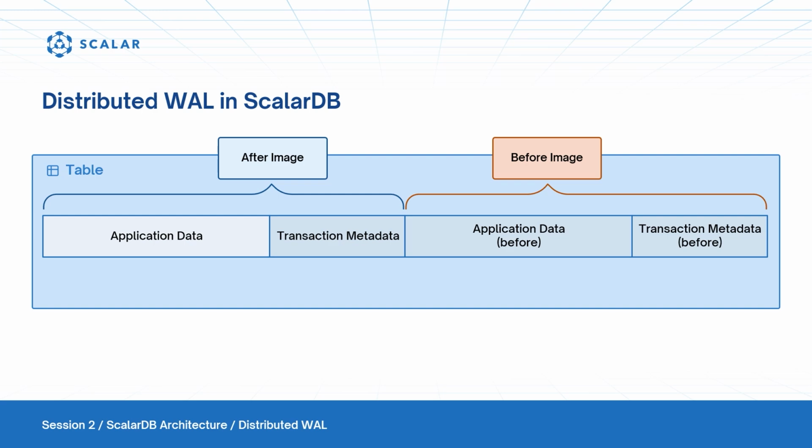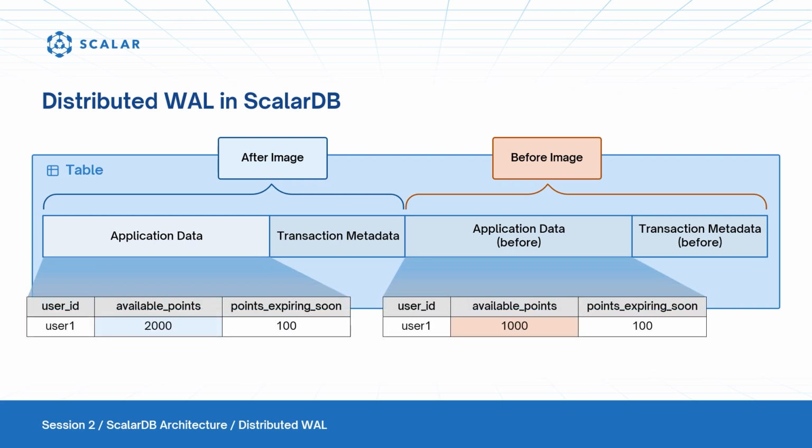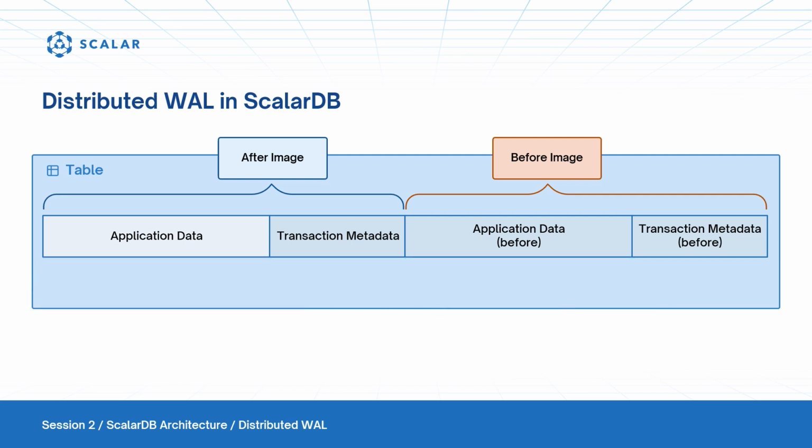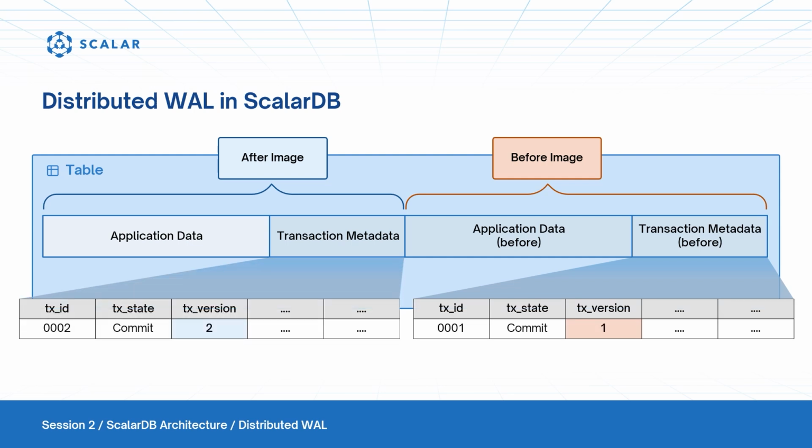This is an image where the available points value is updated from 1000 to 2000. As you can see, application data in the before image shows 1000 as available points, and application data in the after image shows 2000 as available points. Check the value of the version in transaction metadata. It is incremented from before image to after image. So the version is seen as 1 in the before image and 2 in the after image.